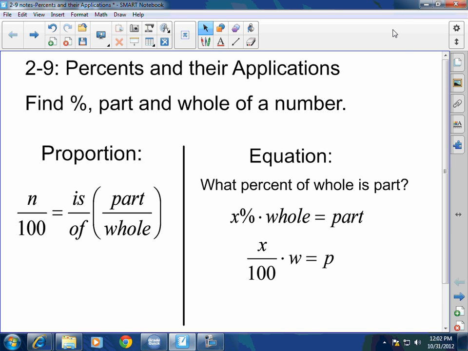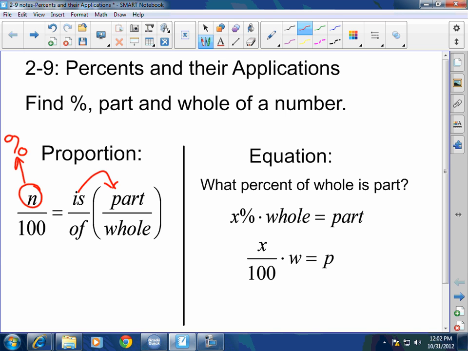Now let's explain these equations right quick. N over 100 equals is over of. N is the percent that they give you in the problem. Is means the part. And of means the whole. And we're going to go over examples, of course.